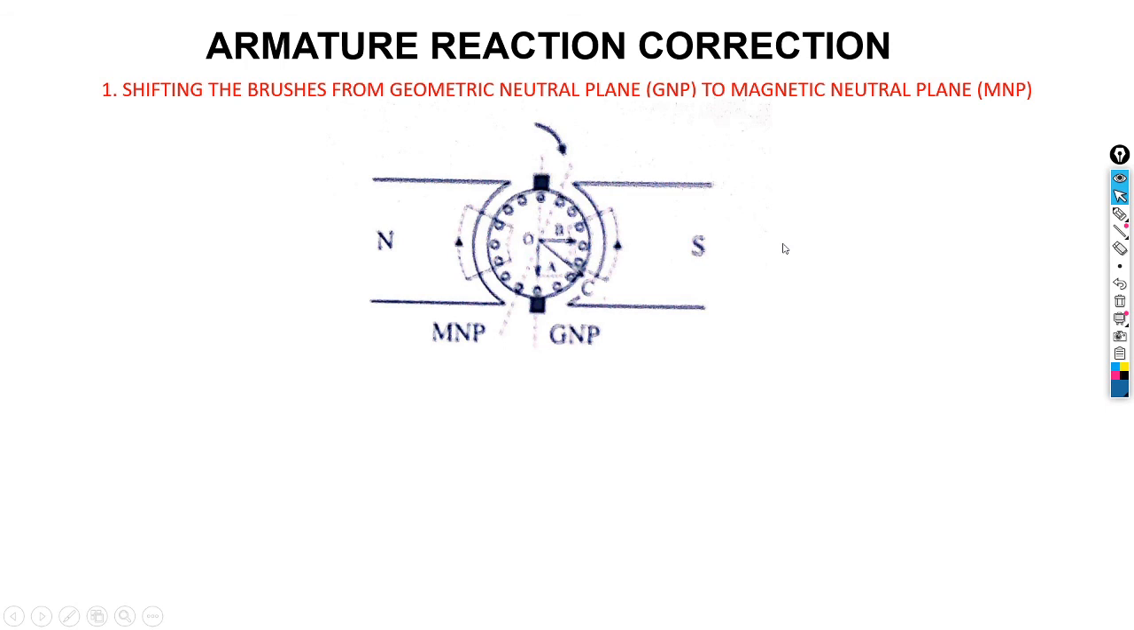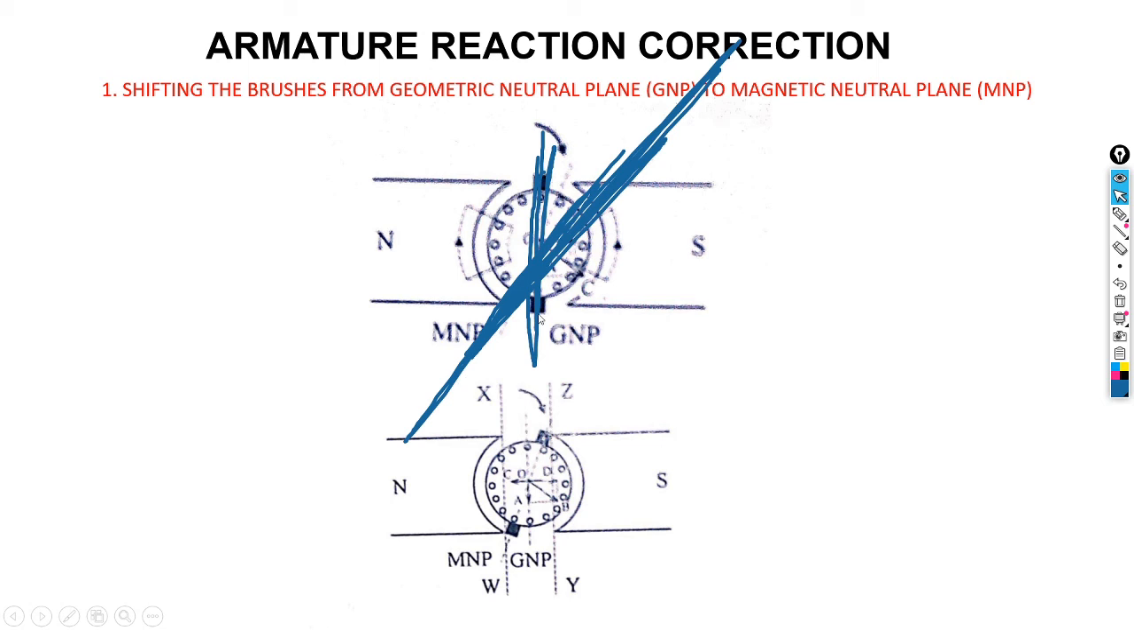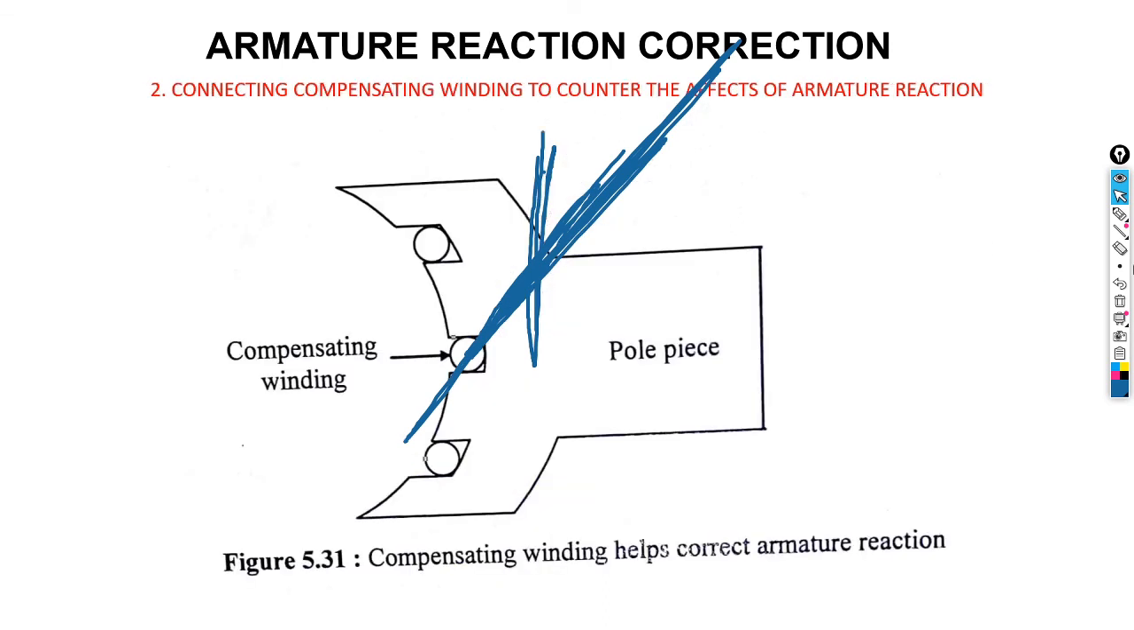First of all, by shifting the brushes from the geometric neutral plane to the magnetic neutral point. So this is the geometric neutral point, and we need to shift from the geometric to the magnetic neutral point. So this will be our magnetic point. The brushes used to be there, where our collection of current was, and now we shift them to this point.